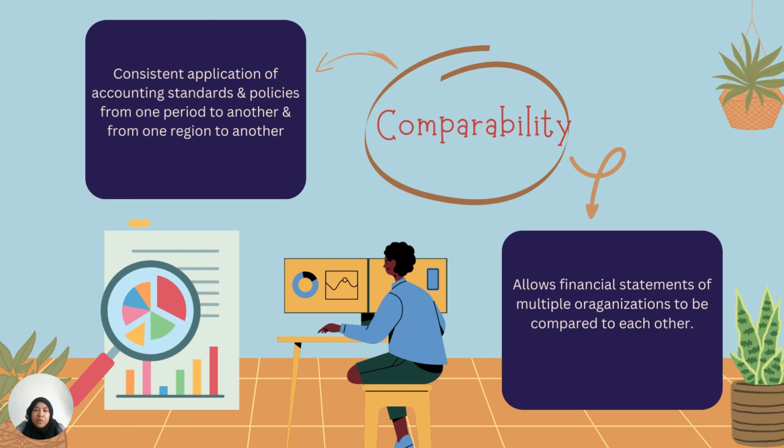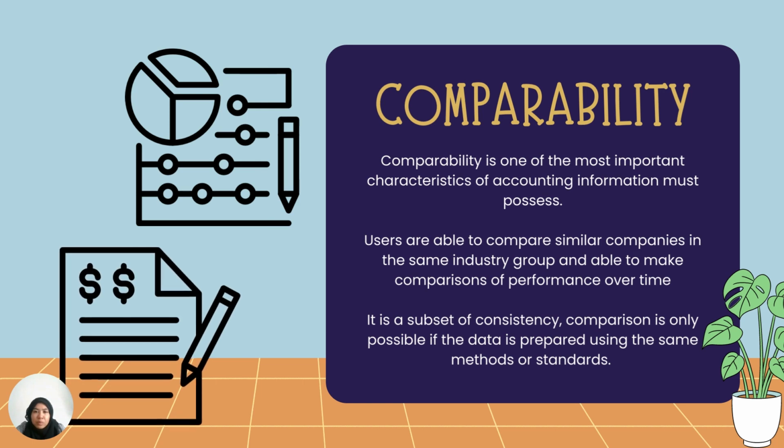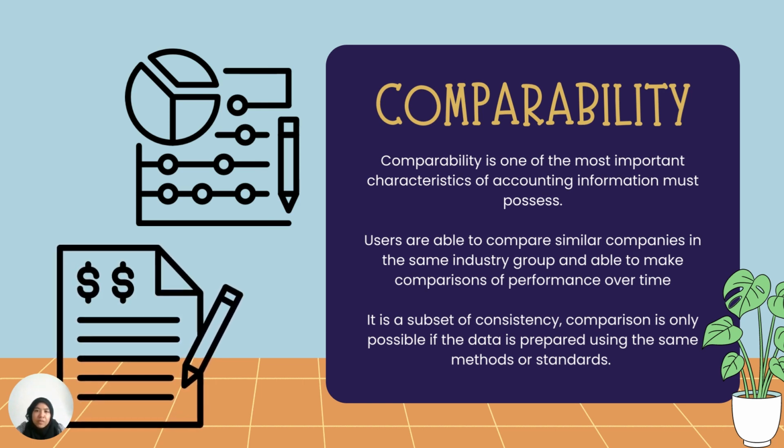And it also allows financial statements of multiple organizations to be compared to each other. Okay, so comparability is one of the most important characteristics the accounting information must possess. Users are able to compare similar companies in the same industry group because the standards and the application used are the same, and able to make comparison of performance over time. So that is the use of the comparability concept.